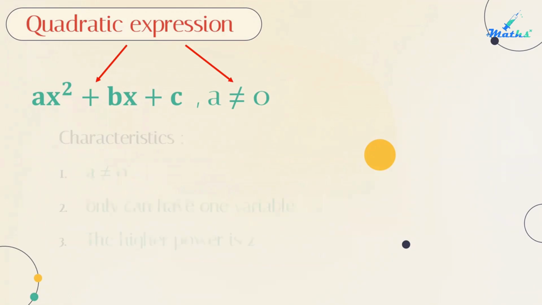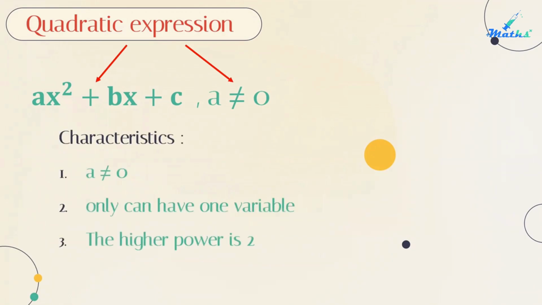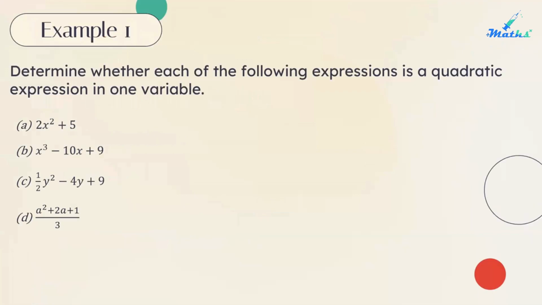The first characteristic is a not equal to 0. The second characteristic is that it can only have one variable. No matter whether it's variable x, y, or z, it only accepts one variable. And the last characteristic is that the highest power is 2. Okay, let's see some examples for a better understanding of quadratic expressions.